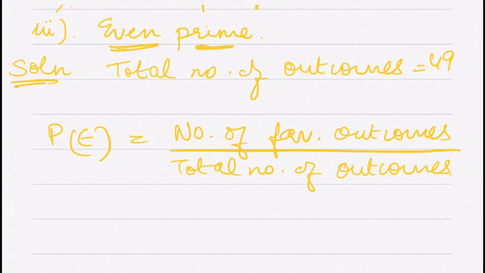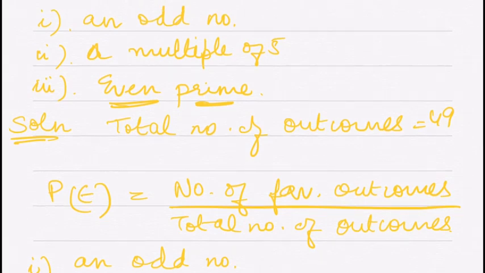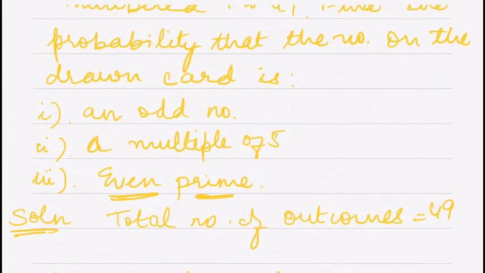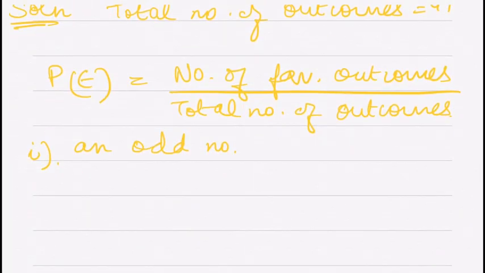That will make my work easy, because you don't have to write it down for each and every part of the same question. But if it is a different question, then you have to write it down. Now I come to the first part. The first part says an odd number. So how many odd numbers are there from 1 to 49?